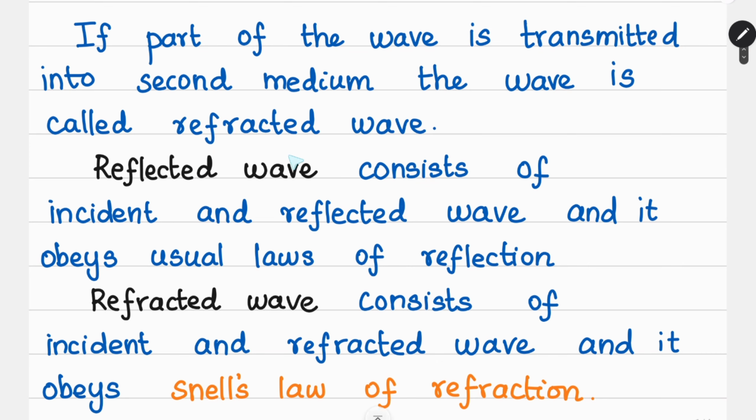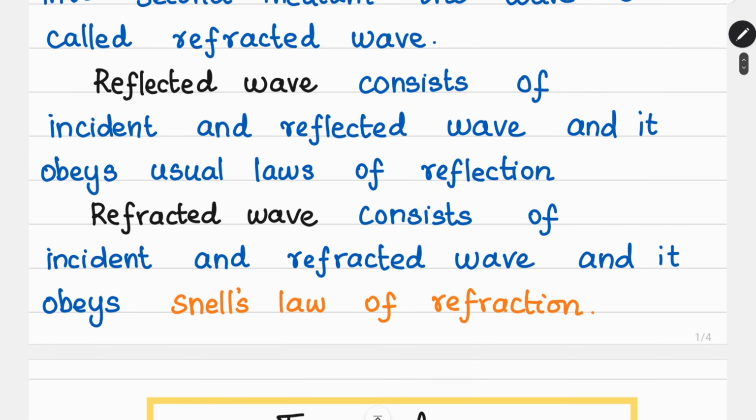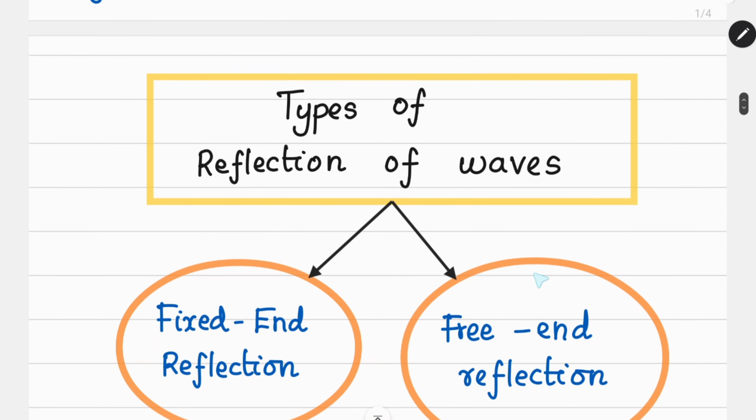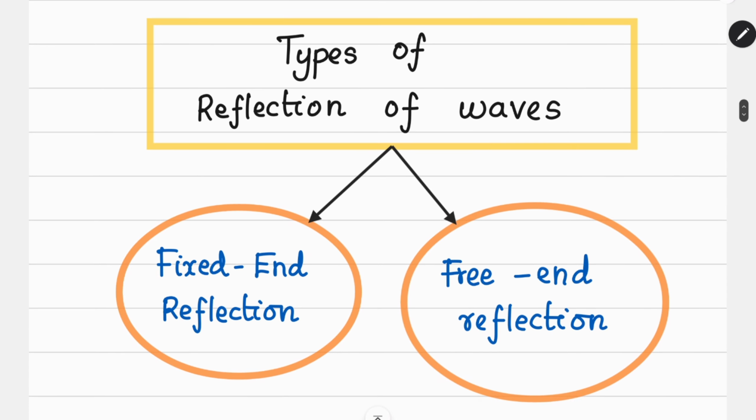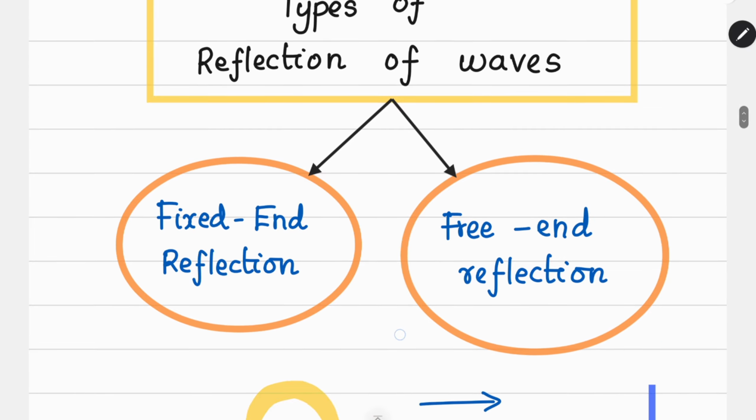The reflected wave consists of the incident as well as the reflected wave, and it obeys the usual laws of reflection. This you have already studied in your lower classes. The refracted wave consists of the incident as well as the refracted wave, and this obeys Snell's law of refraction. Reflection of waves is of two types: first one is fixed end reflection and second one is free end reflection.